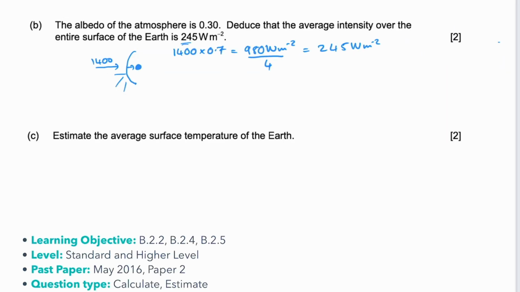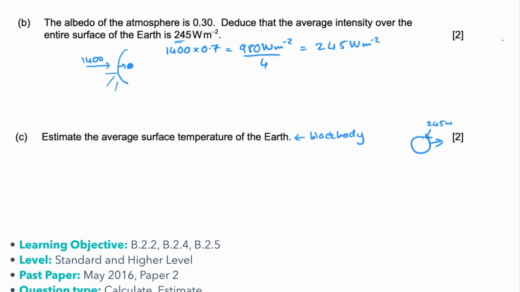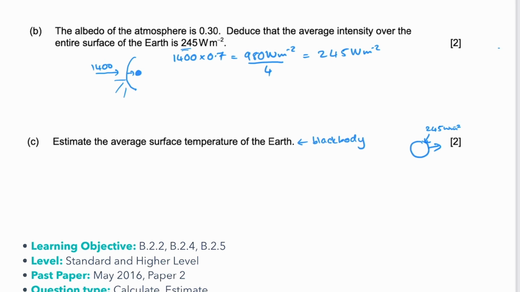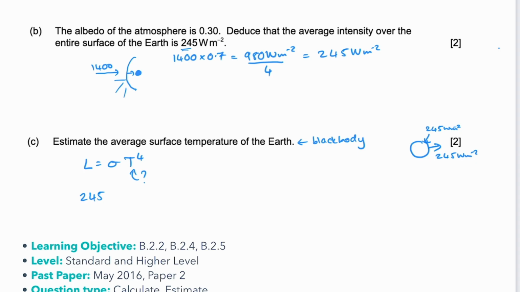C. Estimate the average surface temperature of the Earth. We have to think of the Earth as a black body. And what that means is all the radiation incident on the Earth is absorbed and then re-emitted. So there's 245 watts per metre squared incident on the Earth, and that's re-emitted because it's a black body. So we can use this formula here. L equals Stefan-Boltzmann constant times T to the fourth. And we want to find out what T is. We know that L is 245 watts per metre squared because whatever is absorbed is then re-emitted.